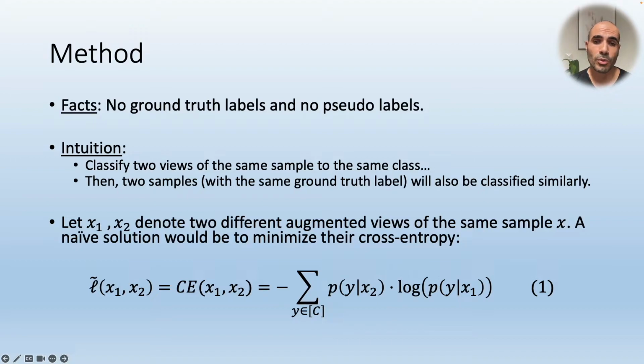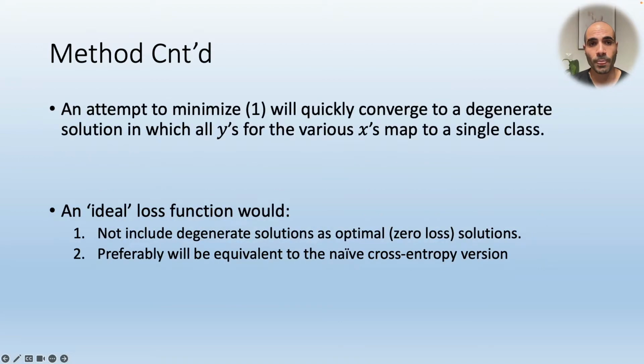The intuition of our approach is the following. If we can classify two views of the same sample to the same class, then it is more likely that two different samples with the same ground truth label will also be classified similarly. So if you let x1 and x2 denote two augmented views of the same sample, then a naive solution would be to minimize the cross-entropy. However, an attempt to minimize that will quickly converge to a degenerate solution, such that all of the samples in the dataset will be mapped to a single class.